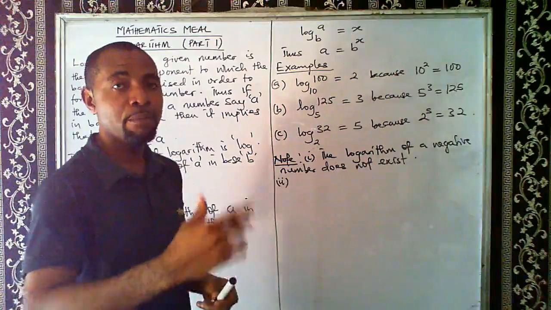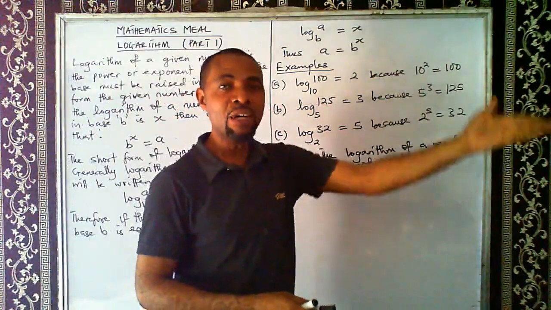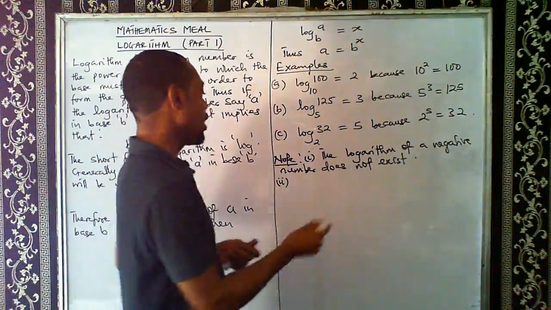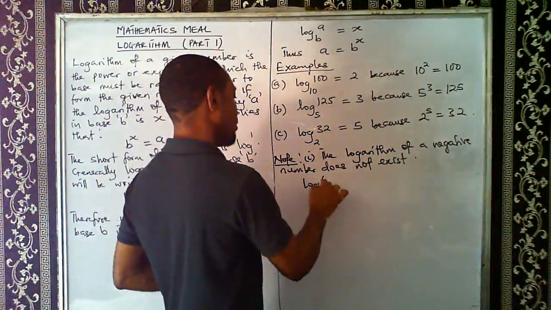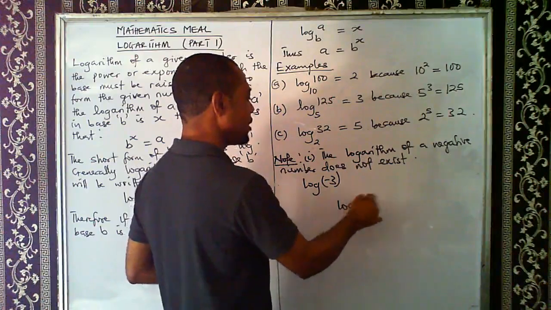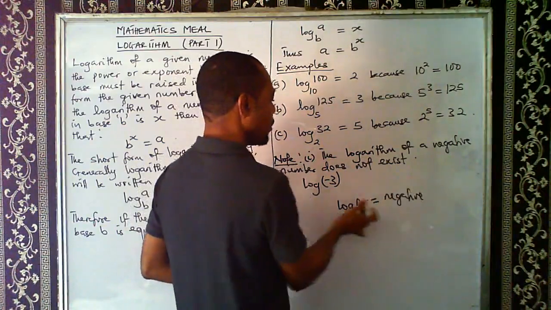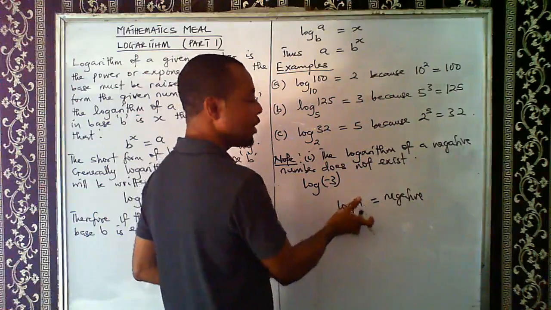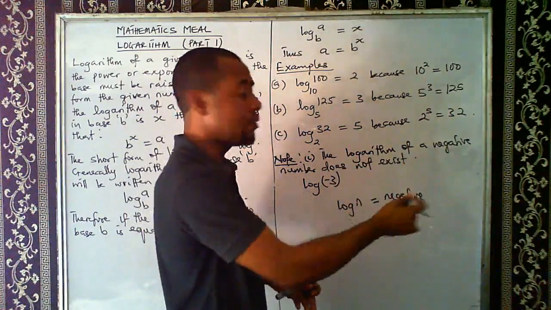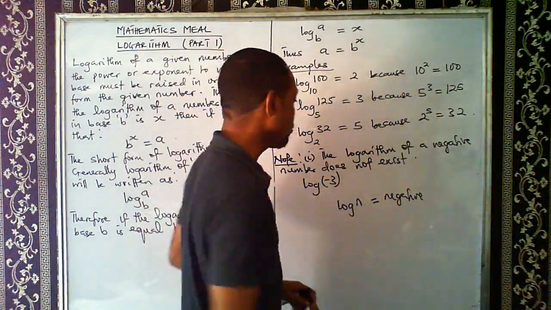The logarithm of a number can be negative. So you can find logarithm of a positive number and the answer will be negative, but you cannot find the logarithm of a negative number. So you cannot have log minus 3. It will not exist. But it's possible that you can find log n and the answer will be negative. But if someone asks you to find log of a negative number, it does not exist.